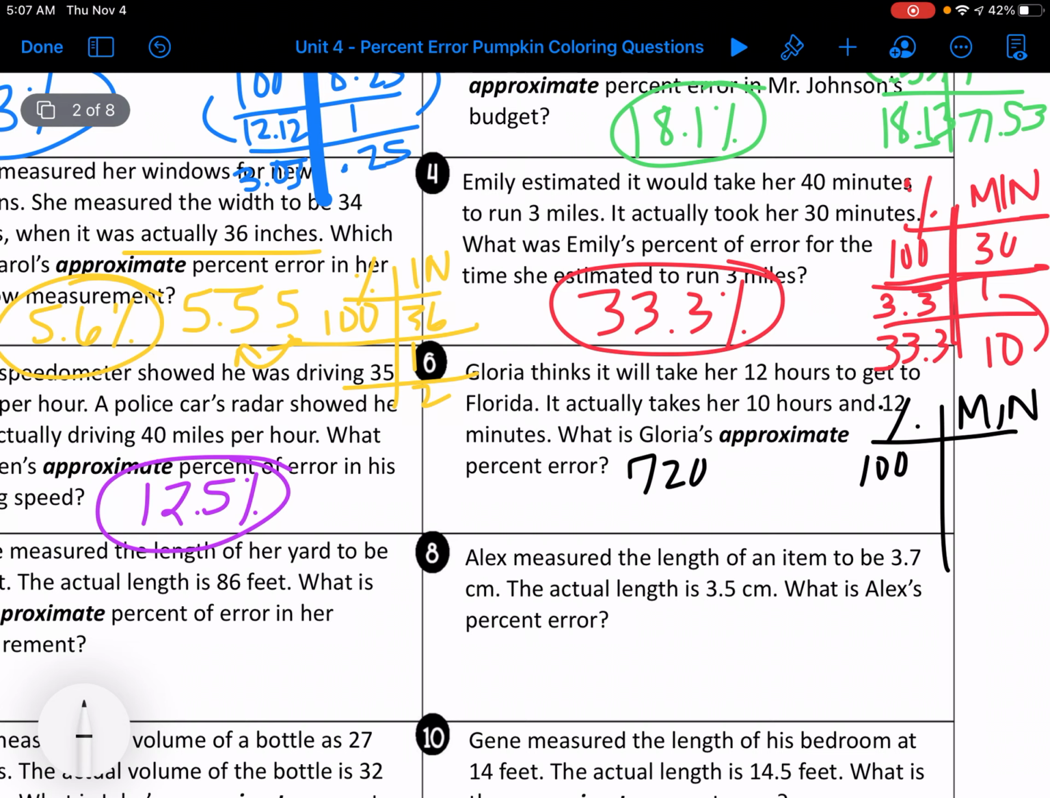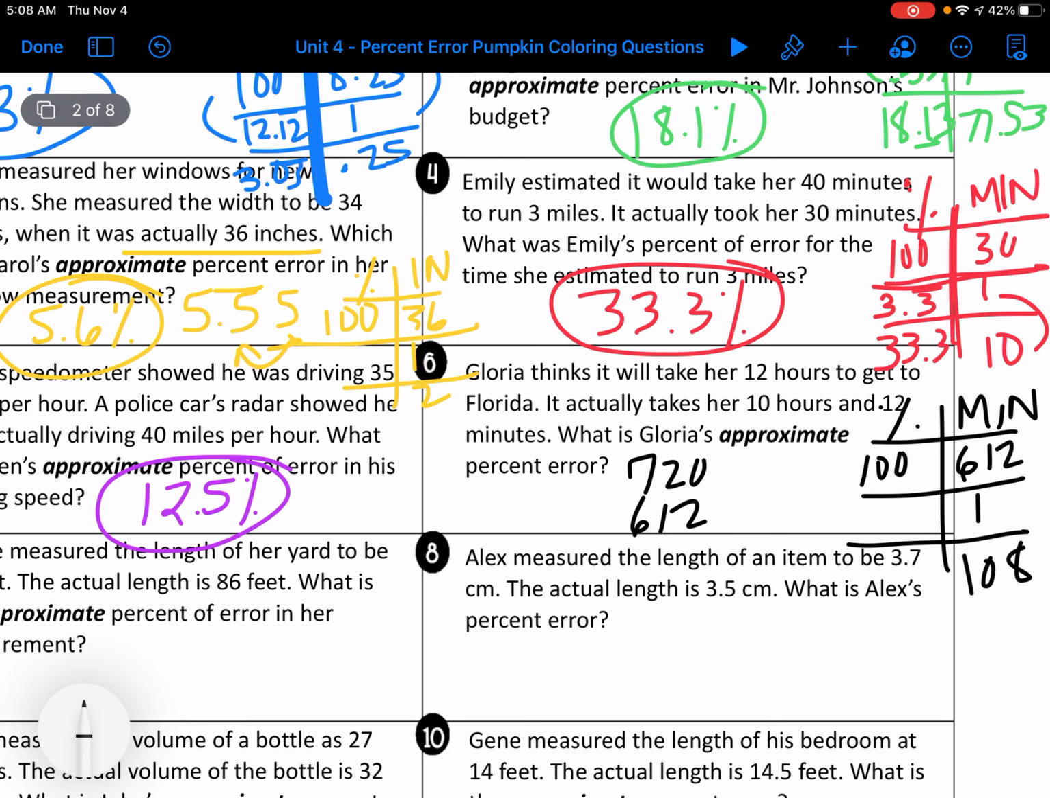I know that 10 hours is actually 600 minutes, plus the 12 would be 612 minutes. So that's the actual. I want to find the difference between the two. So I'm going to do 720 minus 612, and I get 108. So she was off by 108 minutes. It's kind of cool though, because, well, not really. I shouldn't suggest you speed.